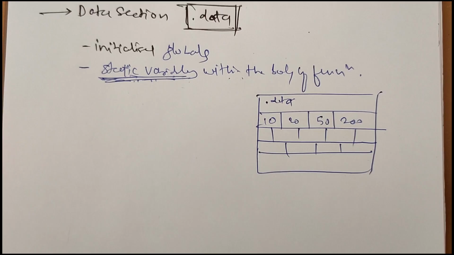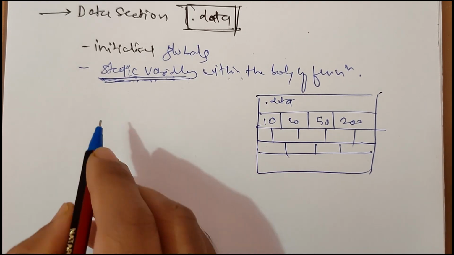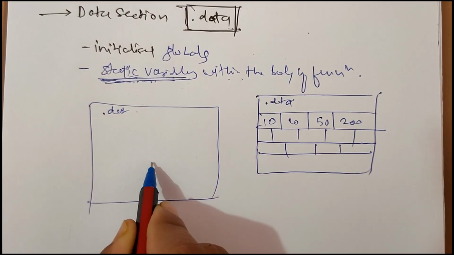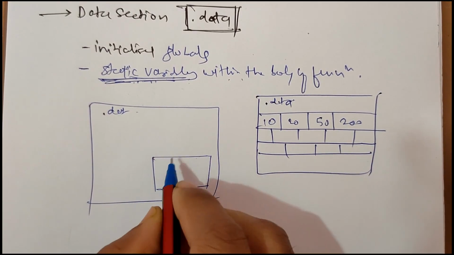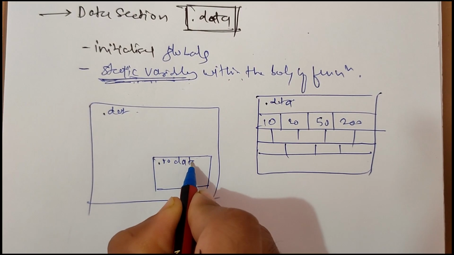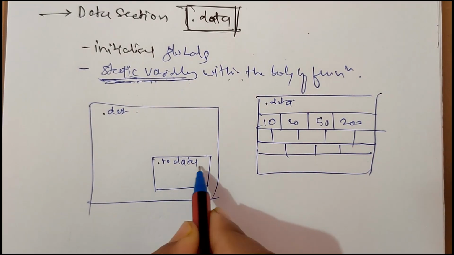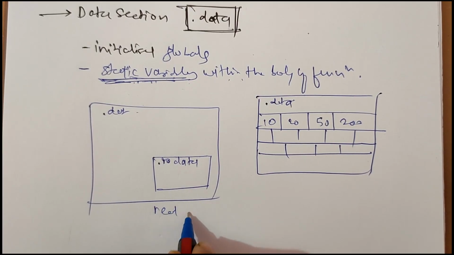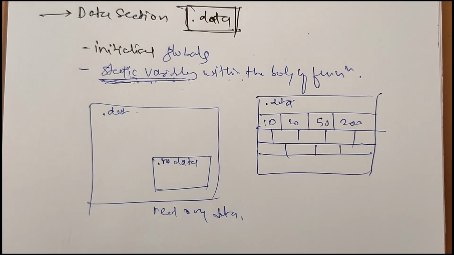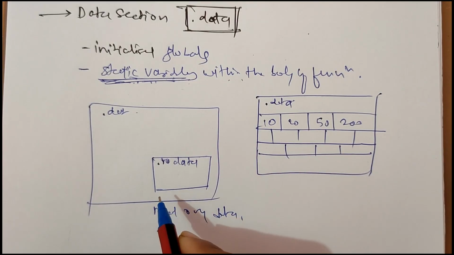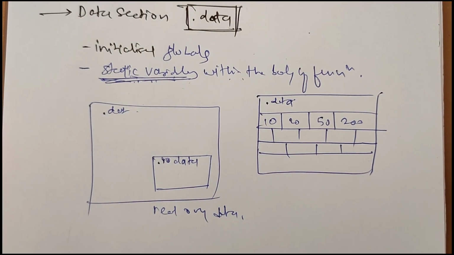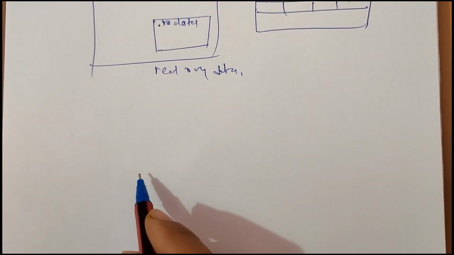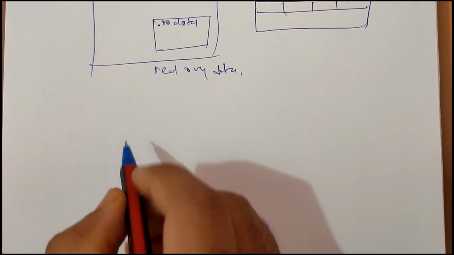I am also drawing another diagram for the dot data section. Here we also have one part called RO data. We will discuss RO data later, but I am just giving you a brief: it is read only data. This is also important, and we will discuss it later.